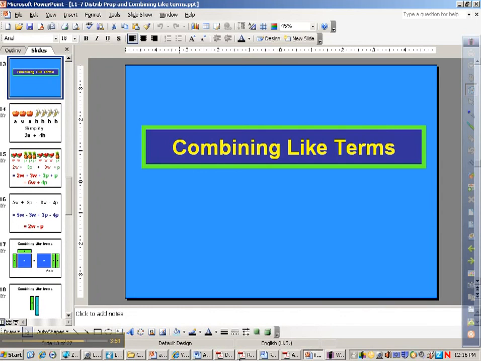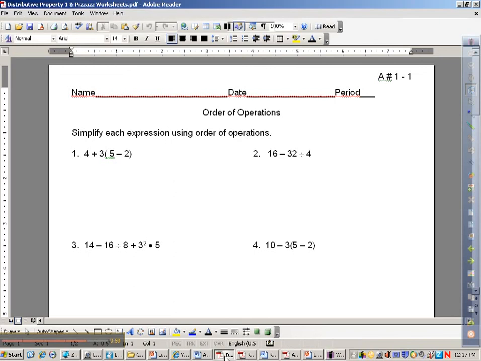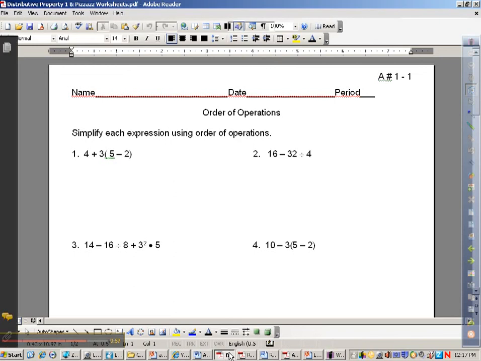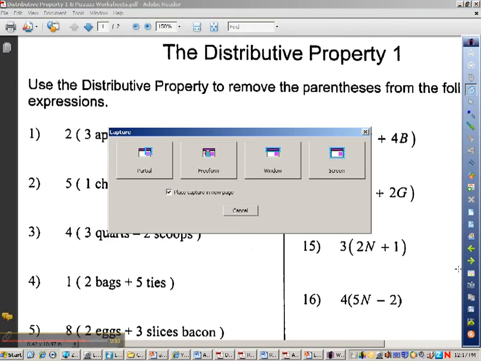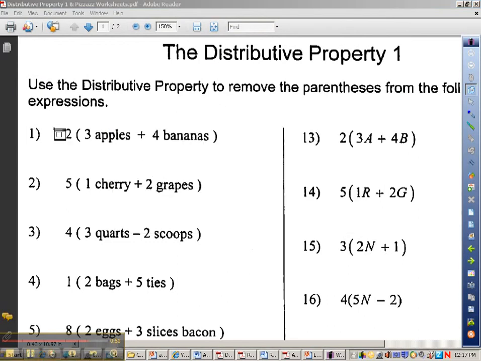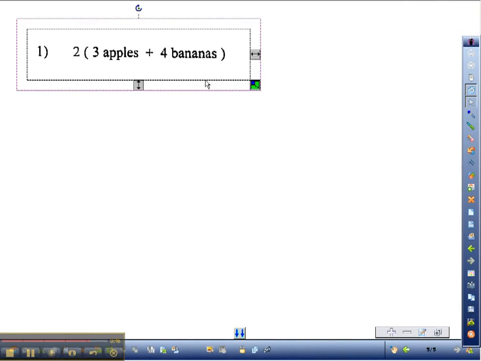All right, let me find our worksheet. Is it that one there? Nope, we've already done that one. It's this one right here. Okay, use distributive property to remove the parentheses from the following expressions. All right, let's take a look at number 1 here.